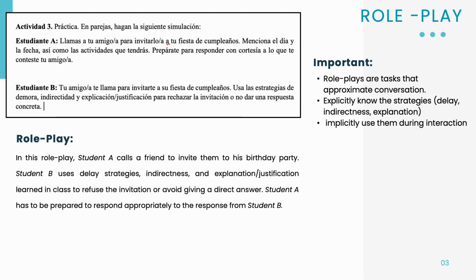Okay, so the final activity is a role play. So students finally get to use all this new knowledge, these new strategies in a role play that helps them create a conversation. And at this point, they are aware of, they have explicit knowledge of different pragmatic strategies that they can use. And of course, they are expected to use all these strategies in an implicit way during the interaction.